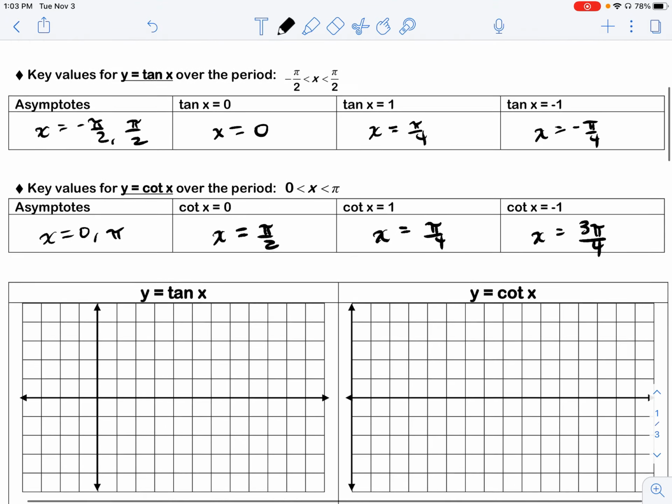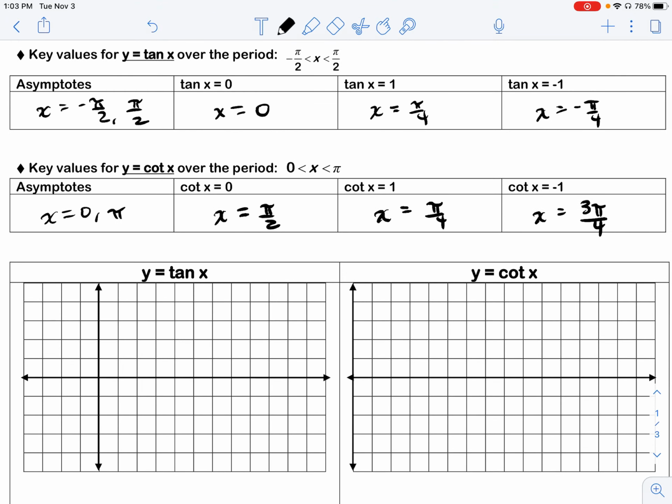So let's start with the tangent graph first, and let's see what the parent function tangent x looks like. I'm going to start by labeling my y-axis. Again, our maximum and minimum values, unlike sine and cosine, are not 1 and negative 1, but they are still good markers that I want to have labeled on my y-axis.